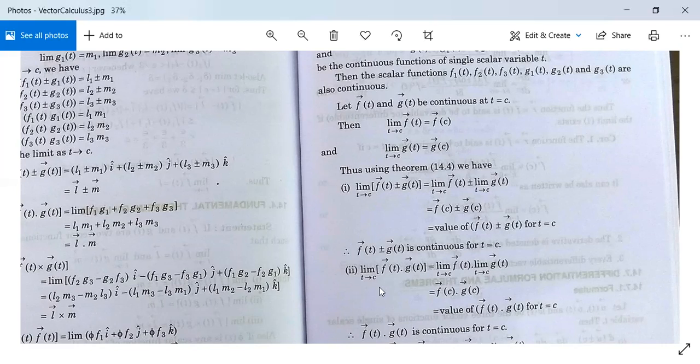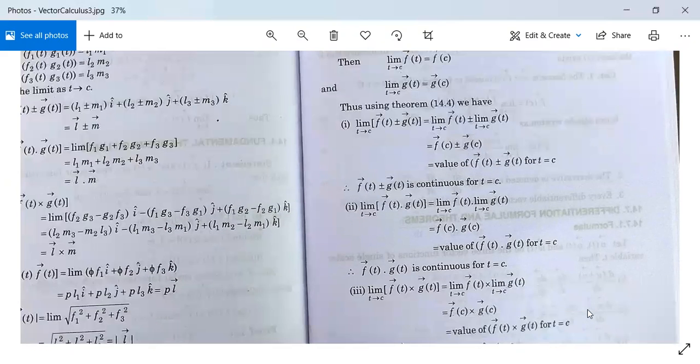Next, limit of vector f(t) dot vector g(t) as t tends to c is equal to limit of vector f(t) as t tends to c dot limit of vector g(t) as t tends to c. So this is your vector f(c) dot vector g(c), or it is equal to the value of vector f(t) dot vector g(t) for t equal to c, and therefore f(t) dot g(t) is continuous at t equal to c by the definition of continuity.